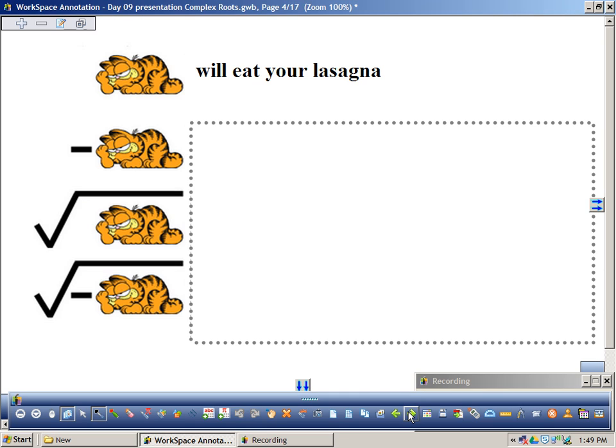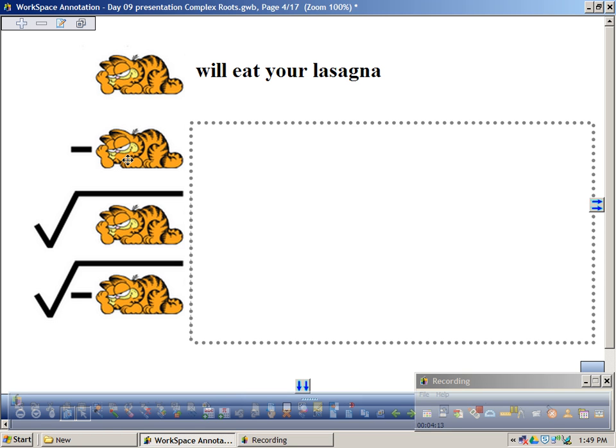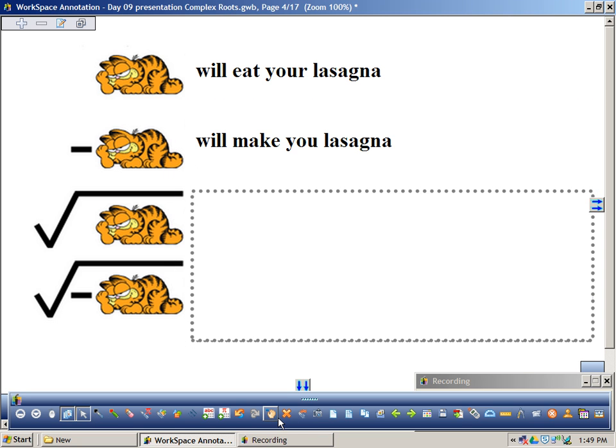So I'm going to work it in reverse for you, but we got to do this first. Okay, so you guys are going to totally laugh at me. But Garfield, I found this online, and I thought it was super, super cute. Okay, so what Garfield stands for is that he will eat your lasagna, right? What do you think this is? What's the opposite of eating your lasagna? Making you lasagna. Somebody said giving you lasagna, right?